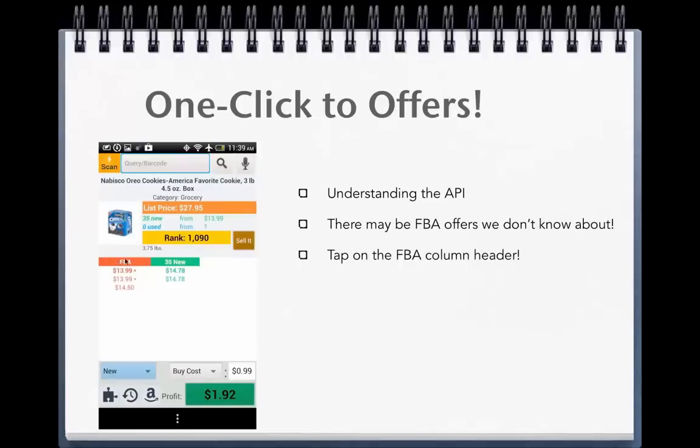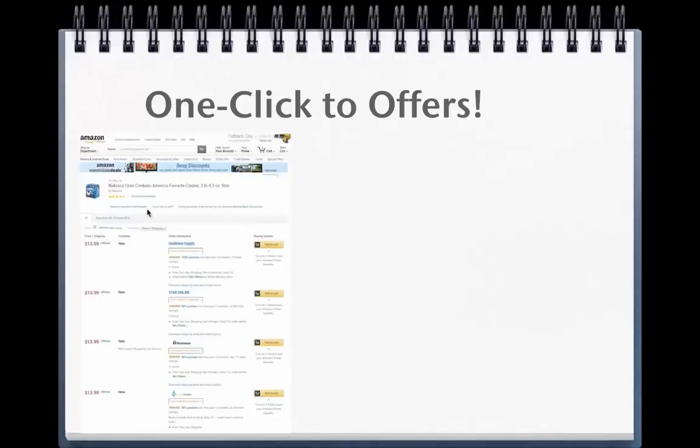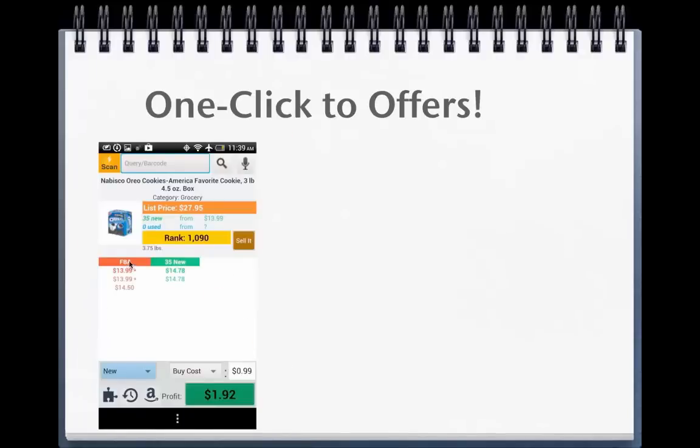All you have to do is tap on the FBA column header here. Just tap on this, and you'll be taken directly to the offers page. And we're able to see that there are a bunch of FBA offers, all at that $13.99 price point, even though we only see a few of them in Profit Bandit. And this is really great to do, and you could do it for the new column too, and be shown all the new offers that are available, all 35 of them. It'll also work for used and collectible if those columns appear after you scan.